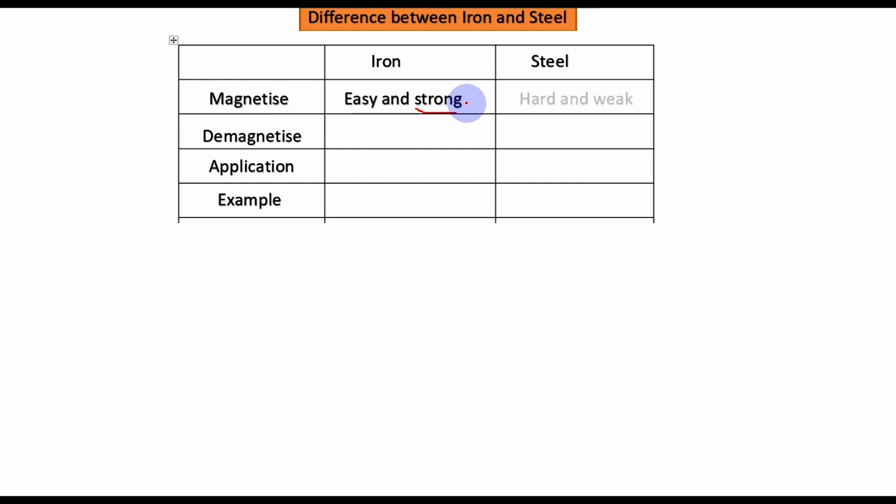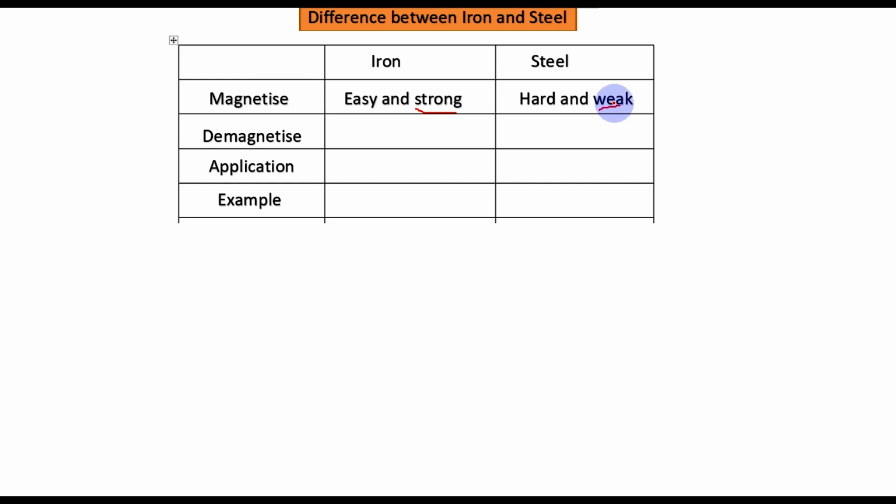But let us look at what about steel. Steel is hard, meaning it is very difficult for you to magnetize a steel bar. It takes time for it to gain the ability to attract. No wonder it becomes weak, because it takes time. So after some few minutes, or the moment you bring it into contact with a magnet, it will gain the ability to attract, but very weak, because it gets that ability at a slower pace compared to iron. No wonder we're saying it is very weak.